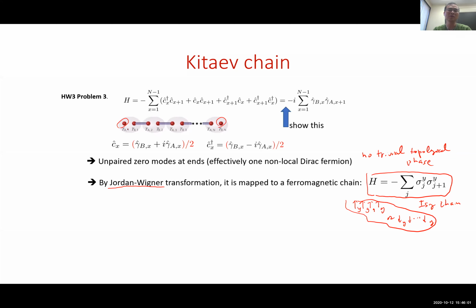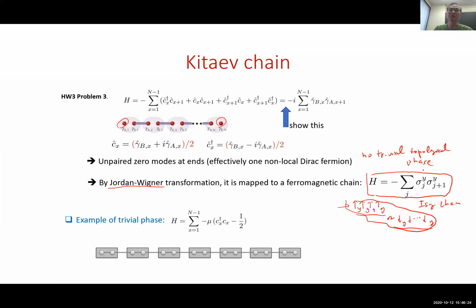These 2 zero modes allow you to have a Dirac fermion. You can occupy or not occupy that Dirac fermion. It's equivalent to this spin pointing down or pointing up in the fermionic chain. Okay.